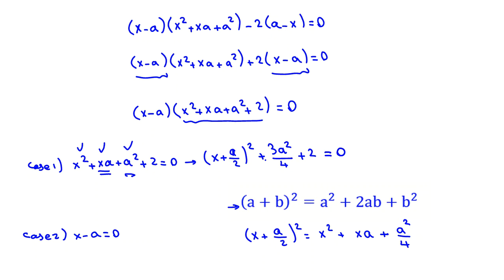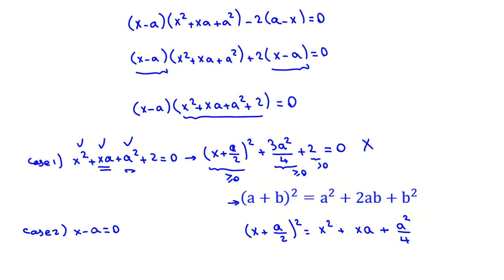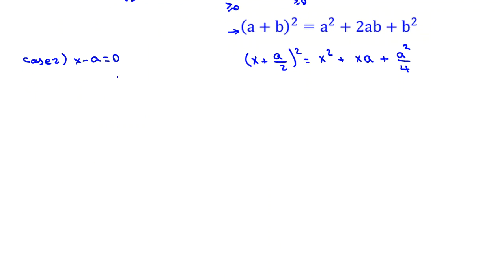If you see, it is impossible to be 0 because the square is at least 0, and 2 is positive. So here it is at least 2. That's a contradiction. So the only possible case is x minus a equal to 0. From this part, we can conclude x equals a.